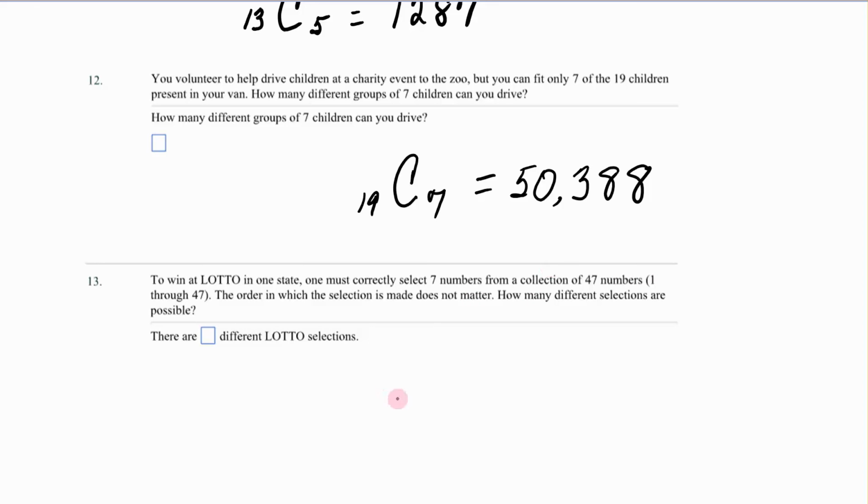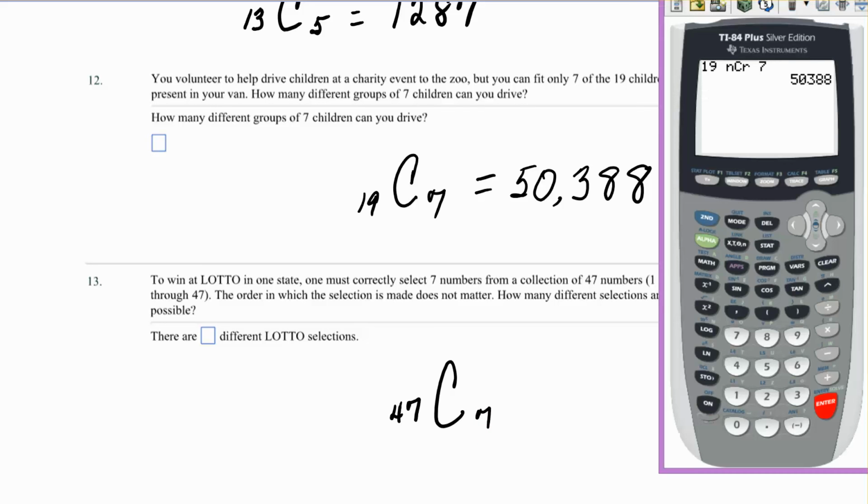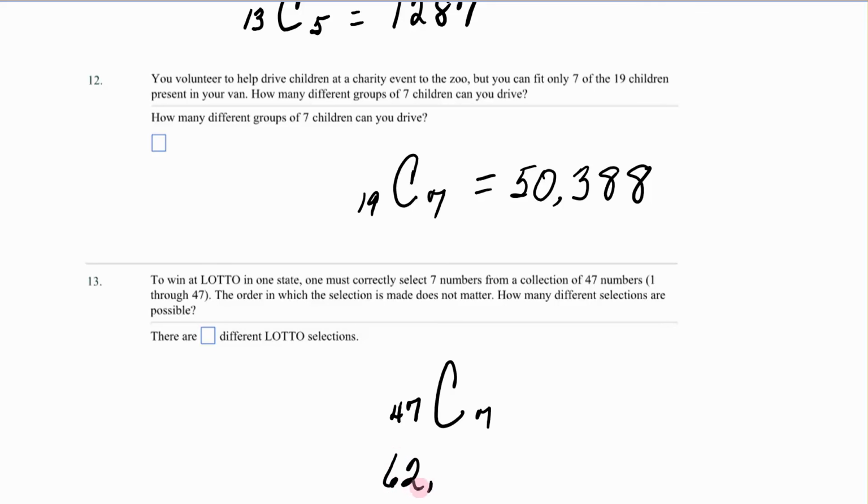Okay, from 47, you're going to choose 7. Let's see how large this is. 47, math, probability, number 3, and I'm only choosing 7 out of those 47, and I get 62,891,499.